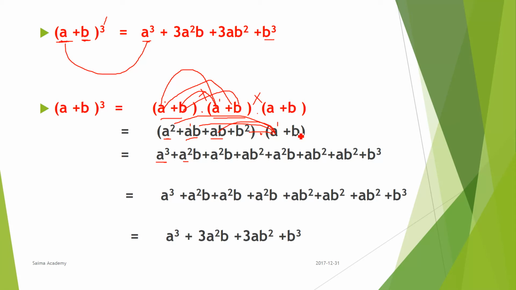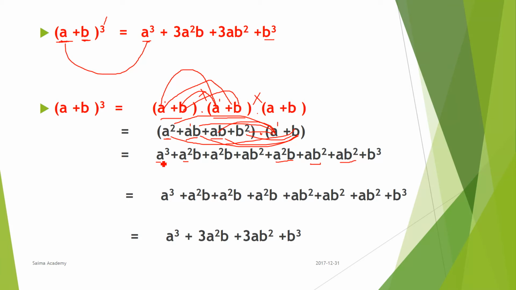And now we have to multiply with b. First you multiply b with a square, so it will be a square b, and then b with ab. So it is a, and this is b, this is b. We have 2 times b, it means b square, ab square. And then b with b square, so it will be b cube, right?